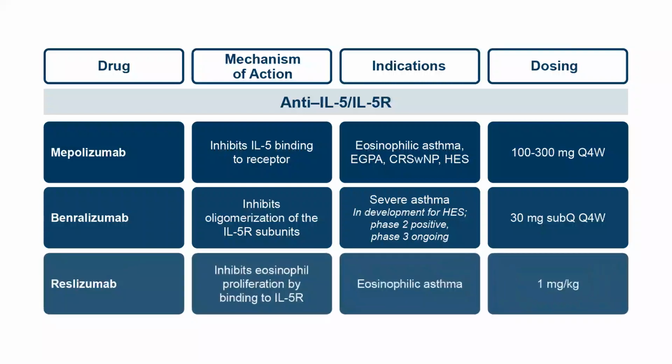The third agent in the IL-5 axis of medications is Reslizumab. This also inhibits eosinophil proliferation by binding IL-5, and it's indicated for eosinophilic asthma. This is given intravenously, which is a little bit different than the other medications that are given subcutaneously.